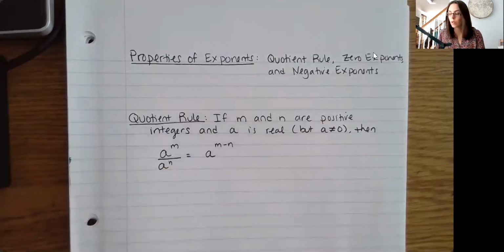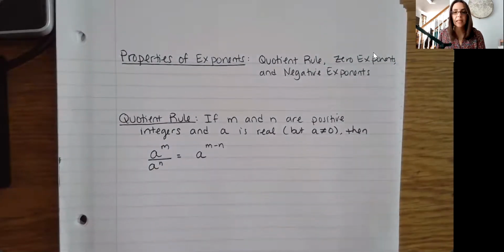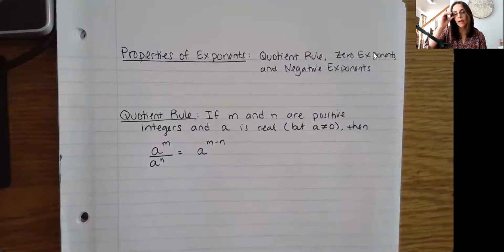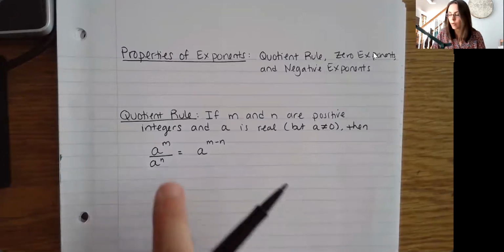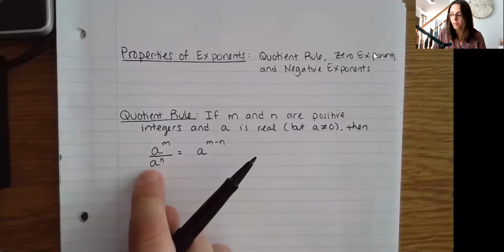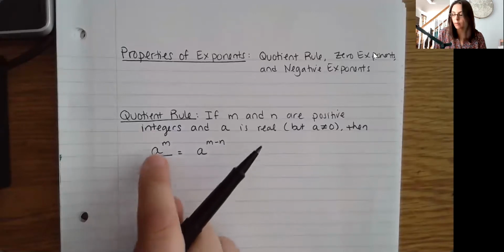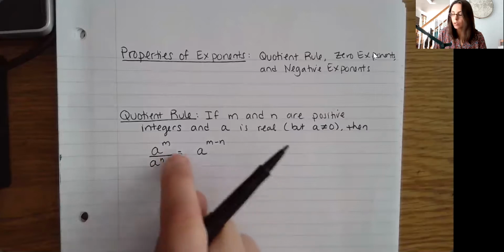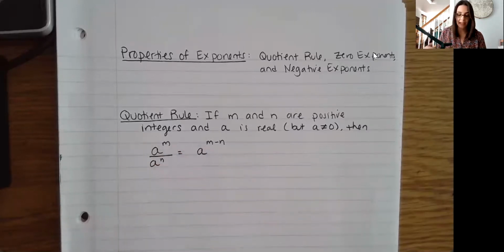Okay. So here is our quotient rule. It says if m and n are positive integers and a is a real number, but a is not zero, then we have the following rule. If we are dividing with the same base, so both of those have base a, then the shortcut is to just subtract the exponents.